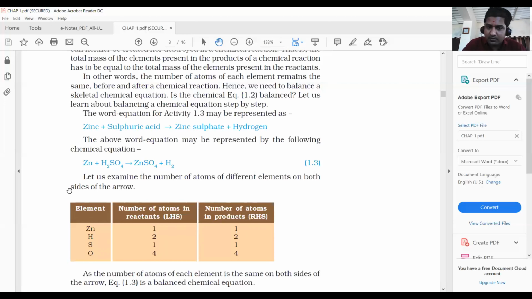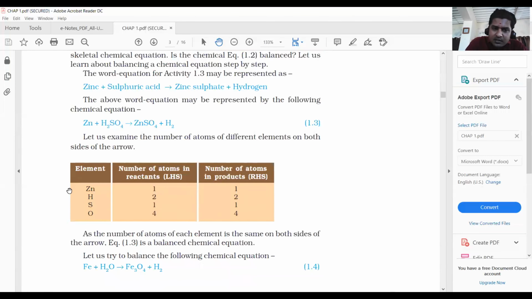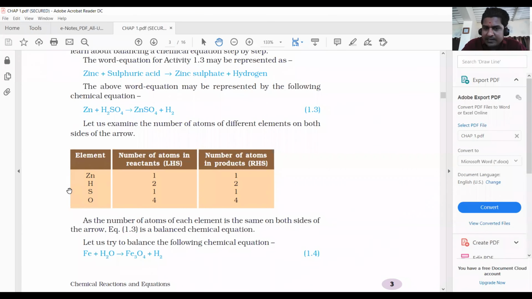So we can say that it is balanced, as the number of atoms of each element is the same on both sides of the arrow. It means we can say it is a balanced chemical equation.